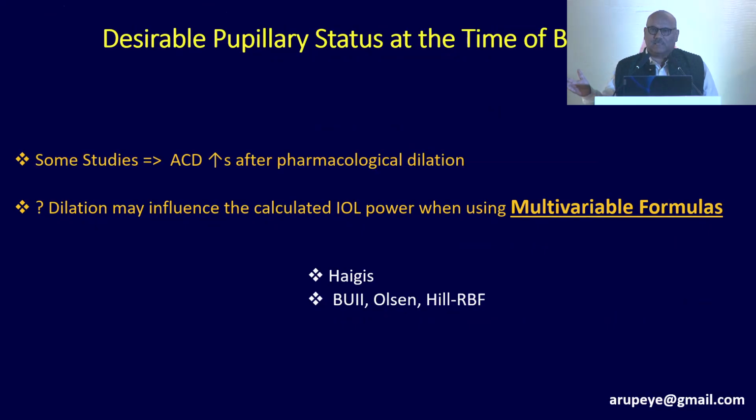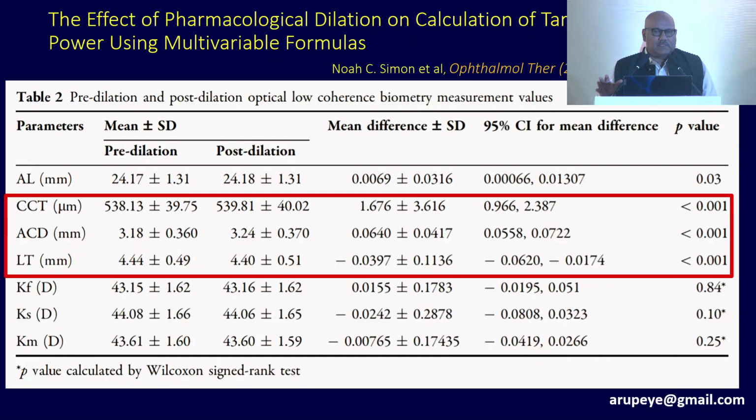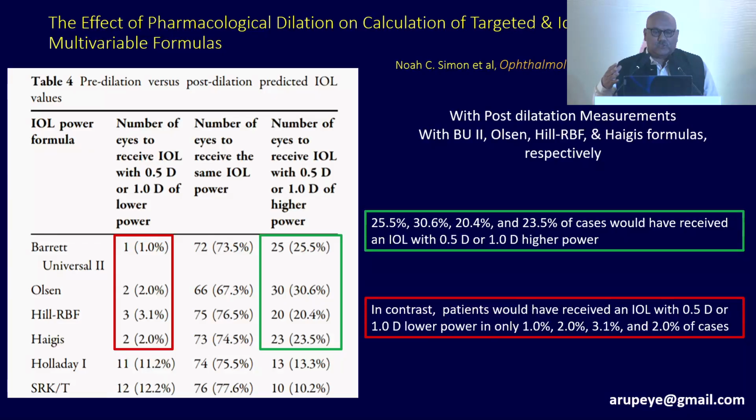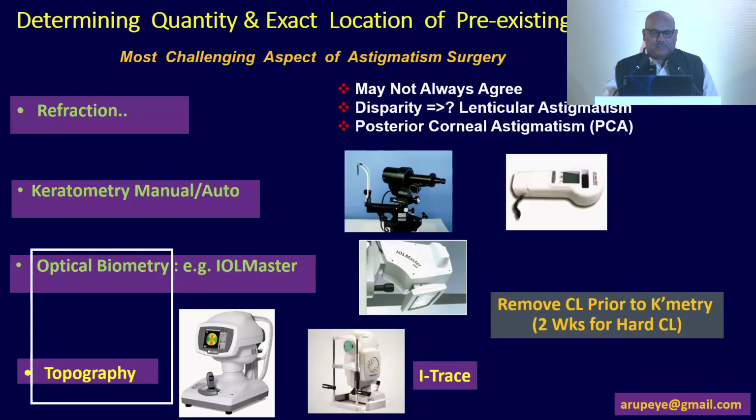But then there is another side to this story. Once you dilate the pupil, there are changes in the biometric parameters that happen. And these biometric parameters which you obtain after dilatation may alter the IOL power calculation. In fact, in about 20% of the patients, it could result in a myopic error of 0.5 to 1 diopter. So this is something which is discussed with the patient before the biometry is done, before the surgery is done, and then the patient is taken up.